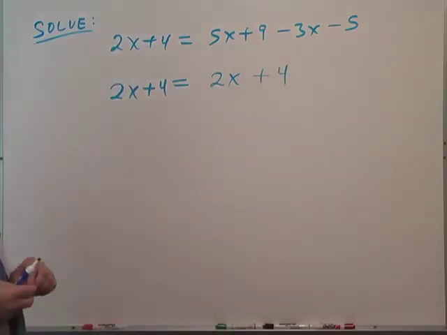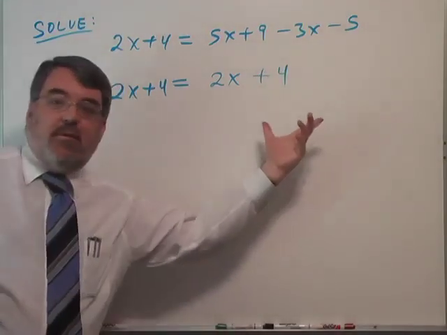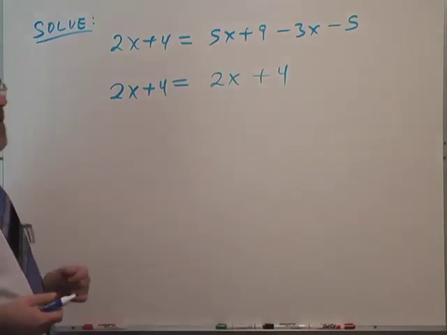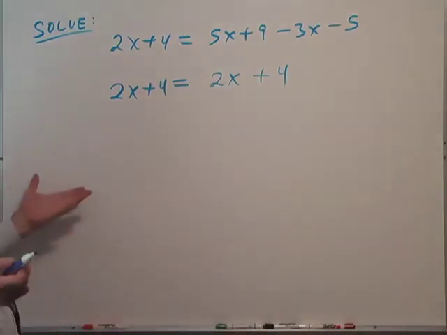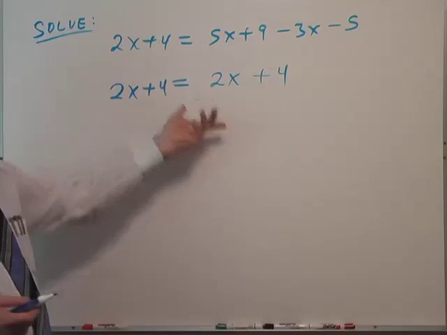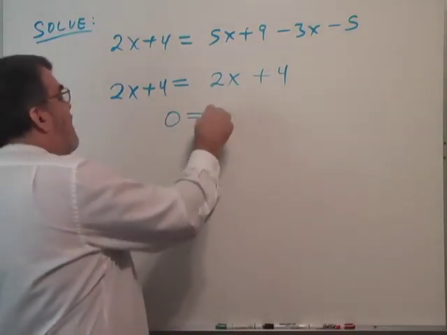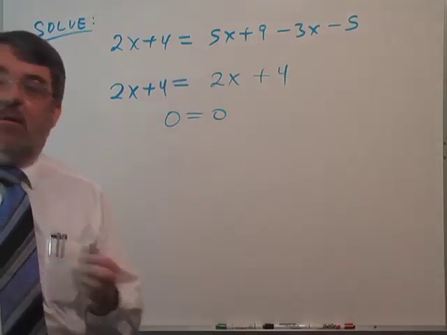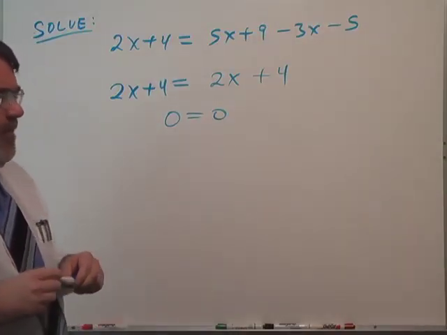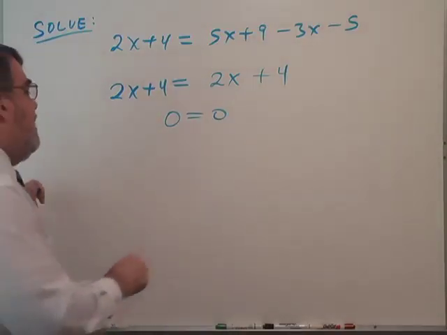And so, look at this. We have 2x plus 4 equals 2x plus 4. Of course it does. And now what do we do? If you were to subtract 2x from both sides, subtract 4 from both sides, you would come down to something like this, which is always true. So, this type of equation is called an identity.